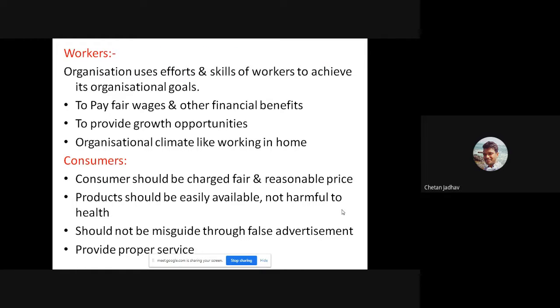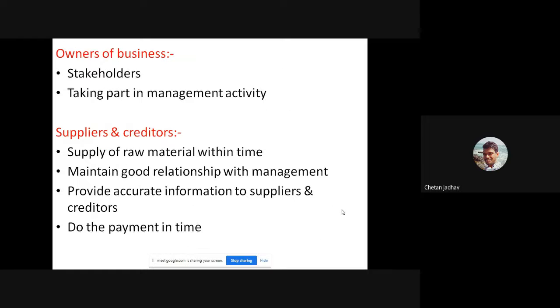Now we can see these are some detailed points regarding the sub points of social responsibility. So as per the worker, the employer should pay fair wages and other financial benefits, provide growth opportunities, and a good organizational climate like working at home. Okay, owners should take care of the stakeholders and take part in management activity, and there is a need for improvement. They should do some improvement on the management side also.